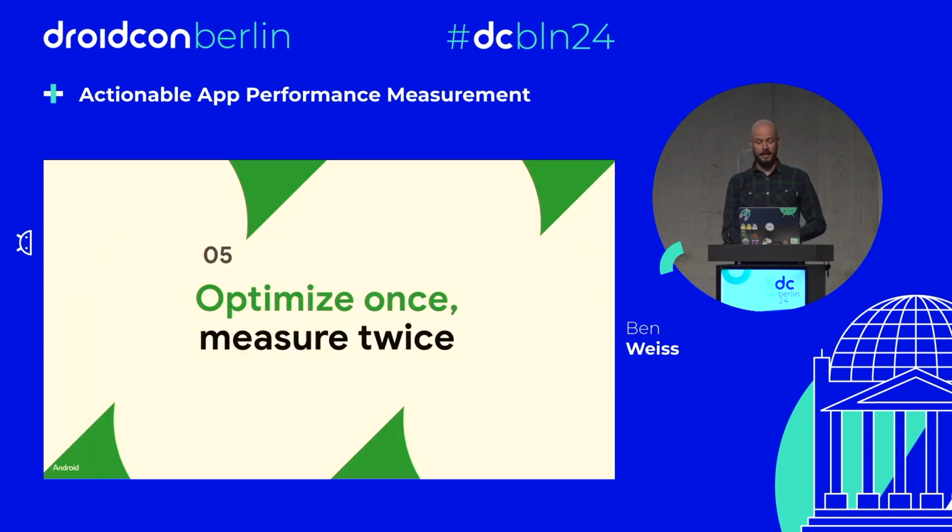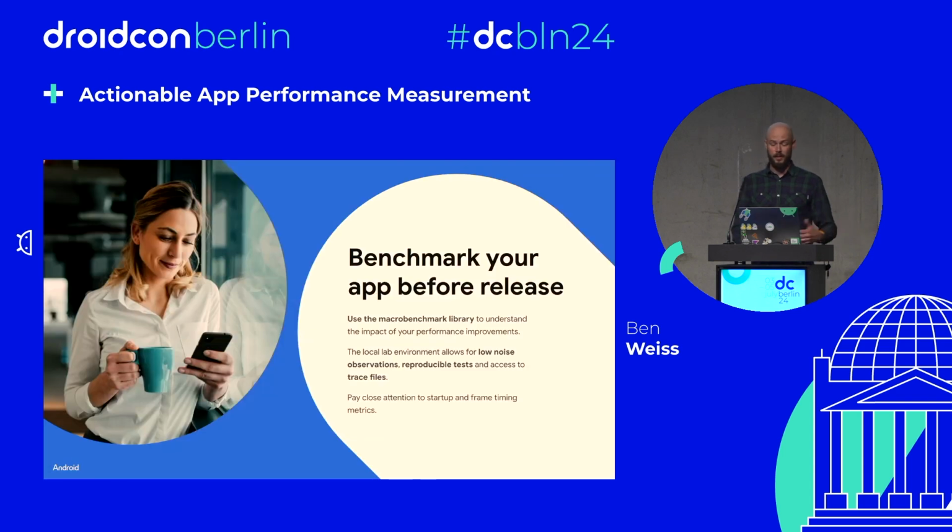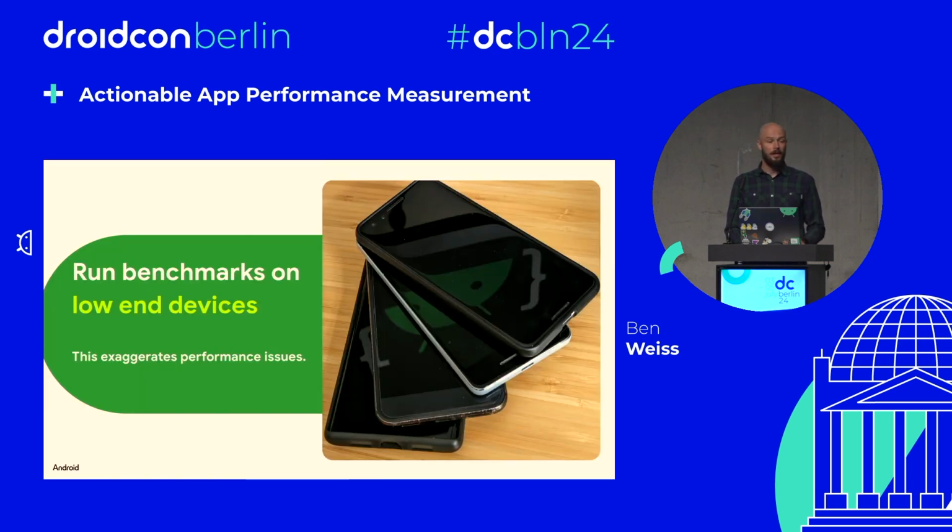One thing that we've heard a lot is that developers have looked at the information locally. So, and then looked at it in production, and things are different there. So when you look at the data locally with the benchmark, that gives you the ability to understand the impact of all the performance improvements in a lab environment. It's low noise, it's reproducible, and you have access to all the trace files. You can take a look at the startup and frame timing to see exactly what's going on in those numbers, because those are key metrics and should be key metrics for your app as well. You run that on low-end devices to accelerate any performance issues.